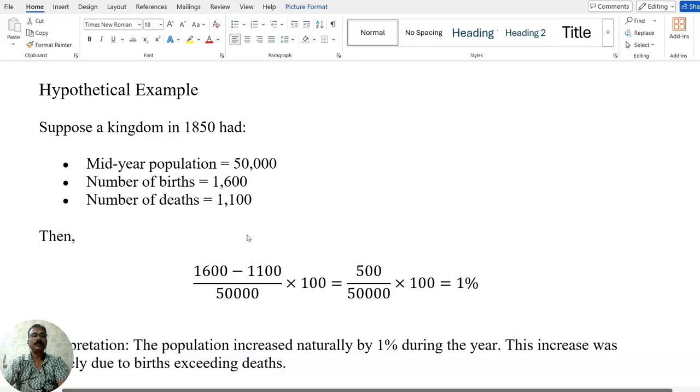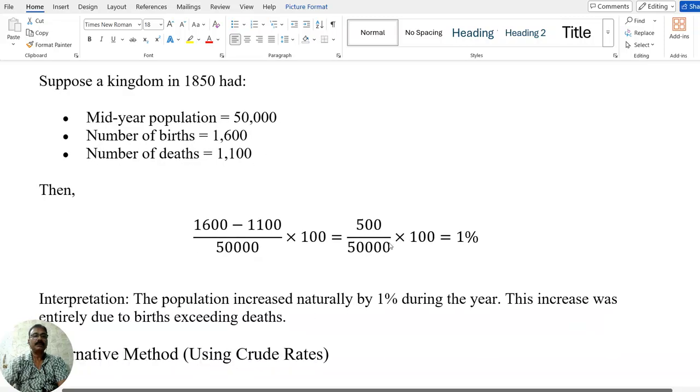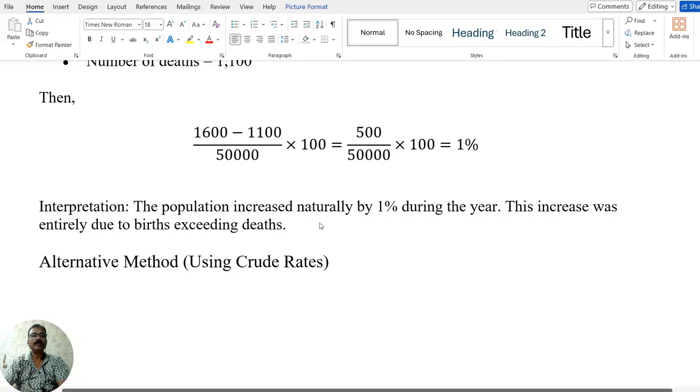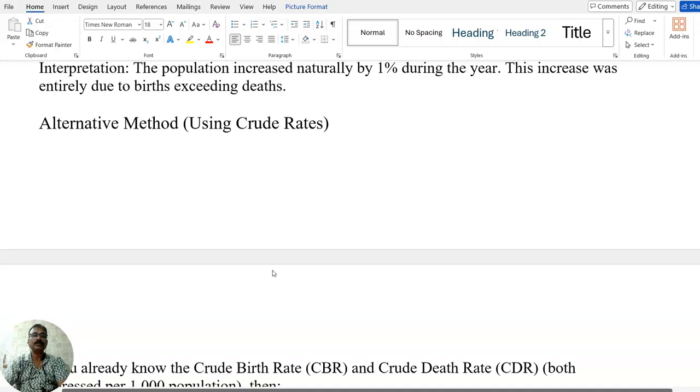So using this formula we can calculate 1%. How can we interpret it? The population increased naturally by 1% during the year. This increase was entirely due to births exceeding deaths. Alternative method using crude rates.